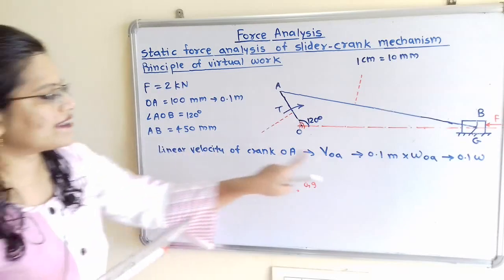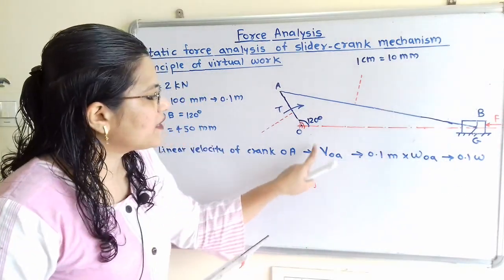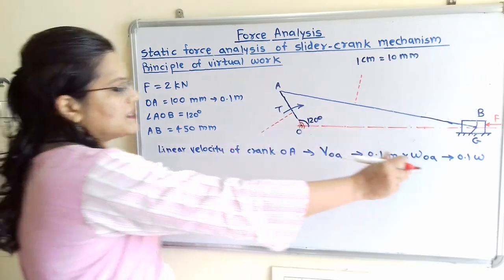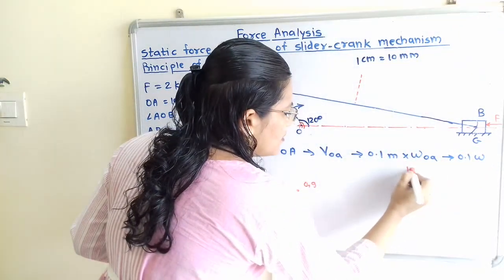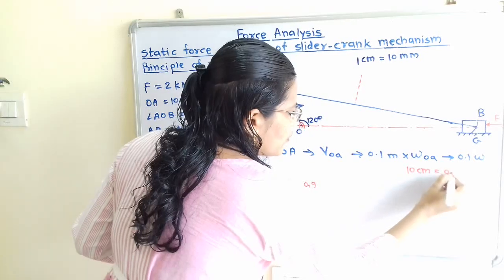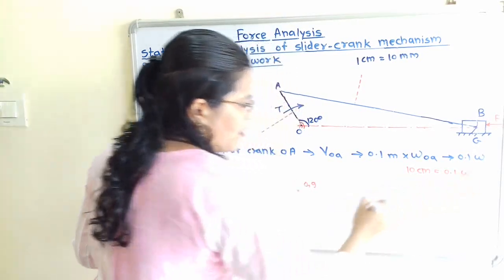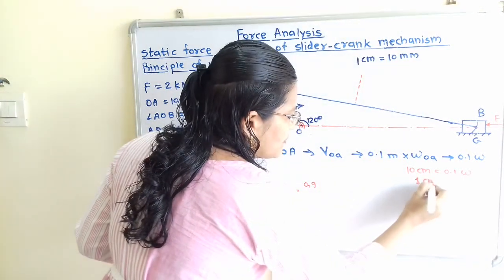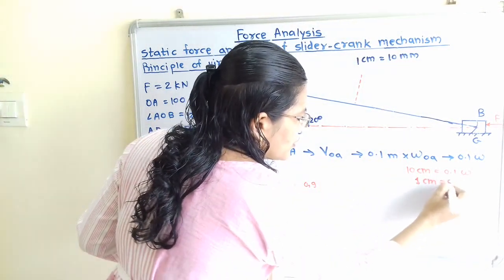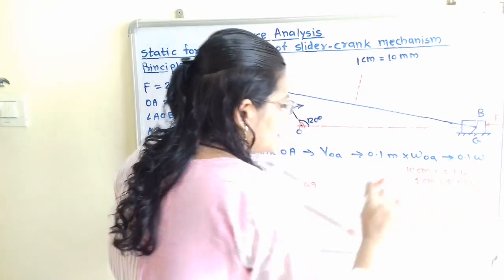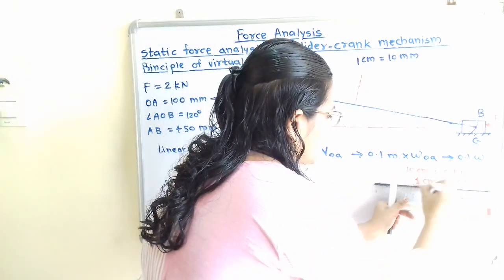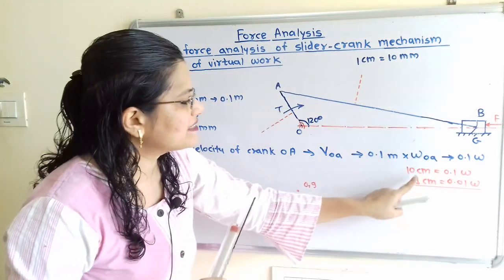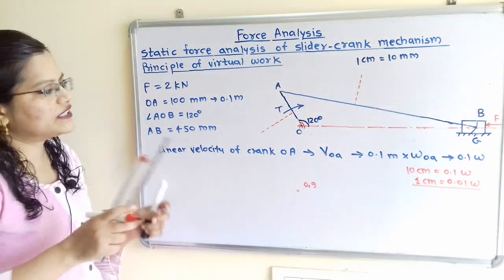Now we have to take some suitable scale because this velocity is 0.1 omega. So I will consider 10 centimeters equal to 0.1 omega. So we will take the scale for 1 centimeter, which is 0.01 omega. So this is the scale: 1 centimeter equals 0.01 omega, and according to this scale we will draw the velocity diagram.